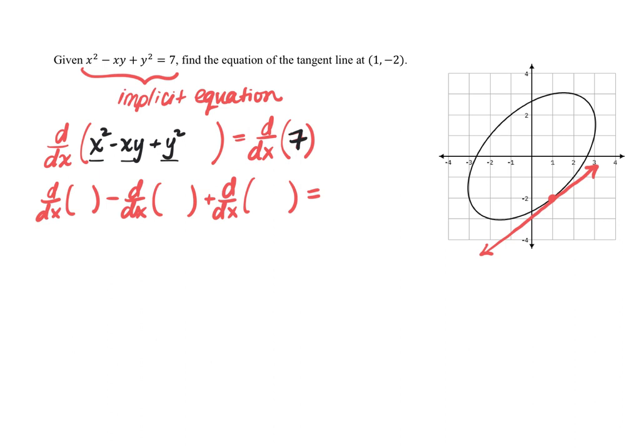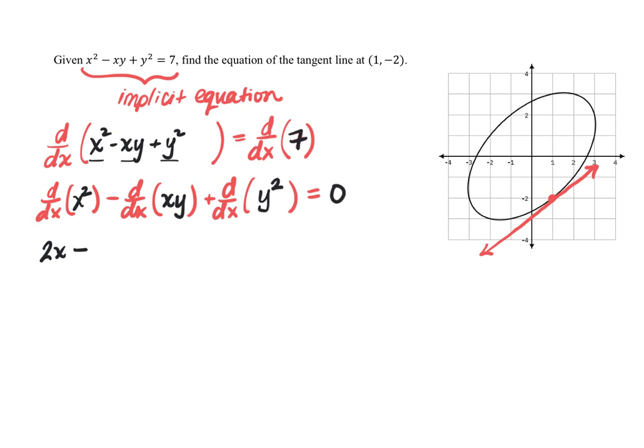Now on the right-hand side, we have the derivative of 7, and we know the derivative of a constant is 0, so we can go ahead and just make that 0. So we're taking the derivative of x squared, the derivative of x times y, and then the derivative of y squared. And we're using implicit differentiation to do this. So the derivative of x squared will just be 2x.